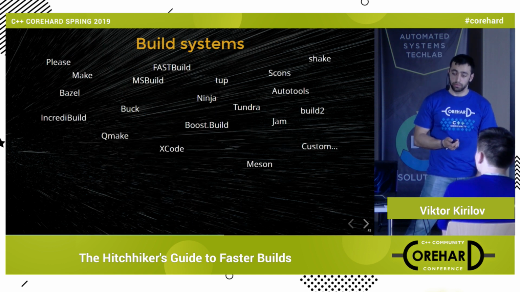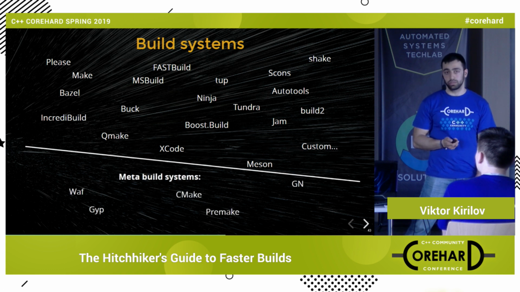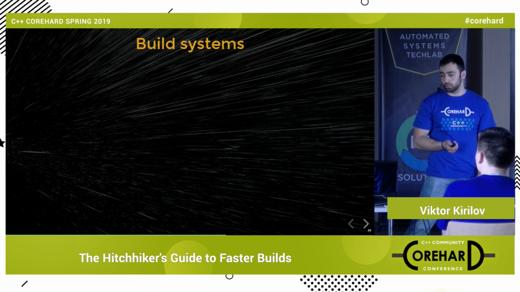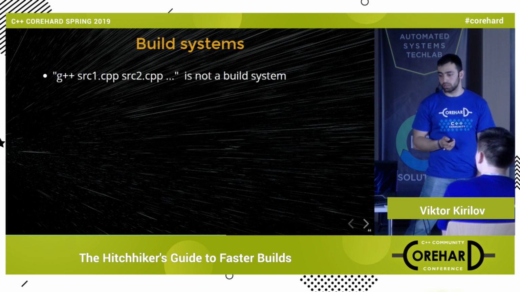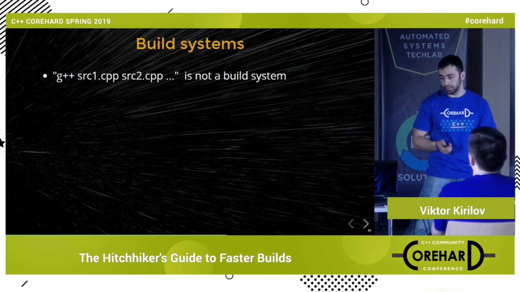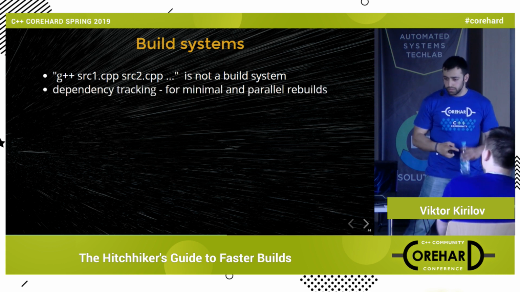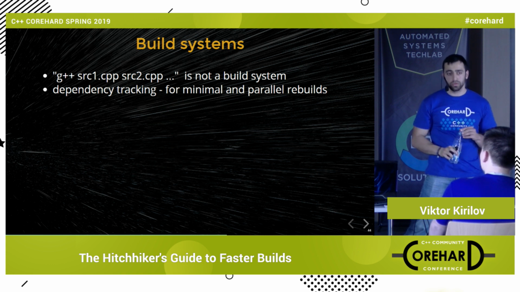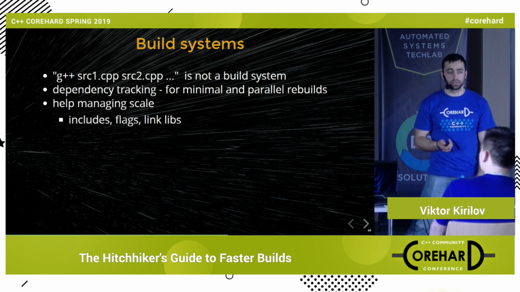Build systems. There are many build systems, and there are a few meta build systems which generate build files for build systems. But it's a huge topic, so we won't really dive into it. We'll just talk about the speed. So first of all, this is not a build system: if you're just calling your compiler directly, it doesn't count. The idea of build systems is to track dependencies, so you could have minimal rebuilds, so you rebuild only what has changed, and also to have parallel builds. They also help you manage scale, like includes, flags, and links, and you can reorganize your project much more easily if you have a nice build system.